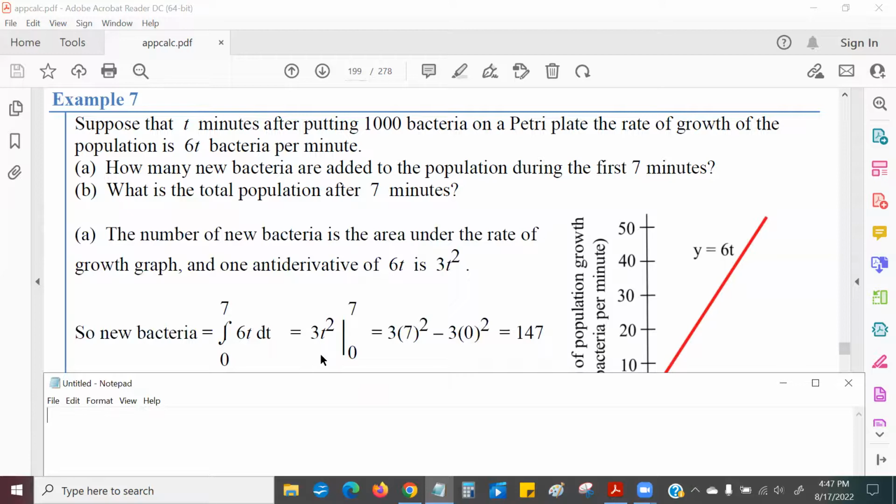Now, why is it 3t squared? I thought it was t squared over 2. What's going on here? Well, it is t squared over 2, but I have the 6 there. So 6 divided by 2 gives me 3. 3t squared, 0 to 7, which is 3 times 49 minus 0, which is 147. So that's how many new bacteria are added.